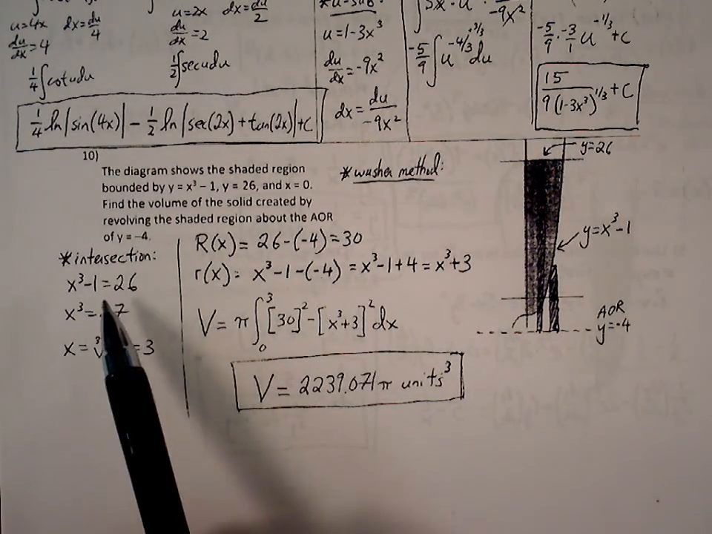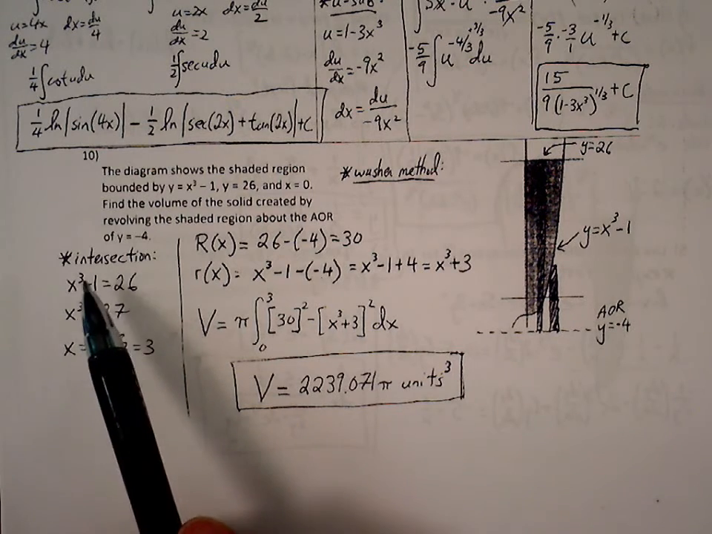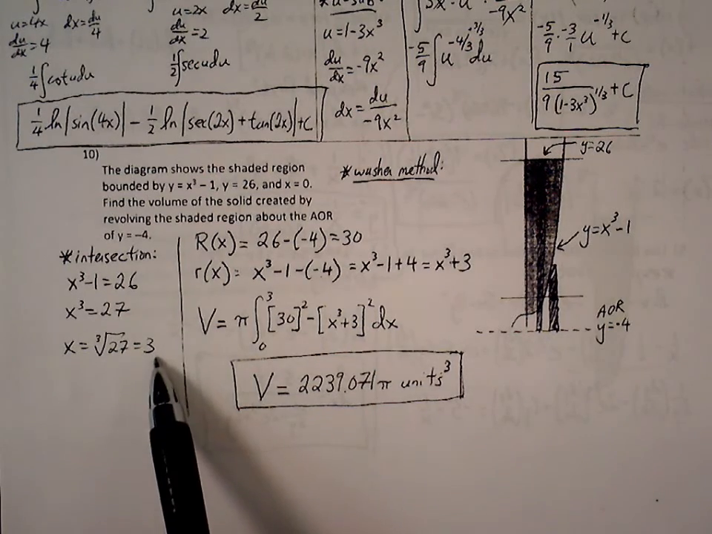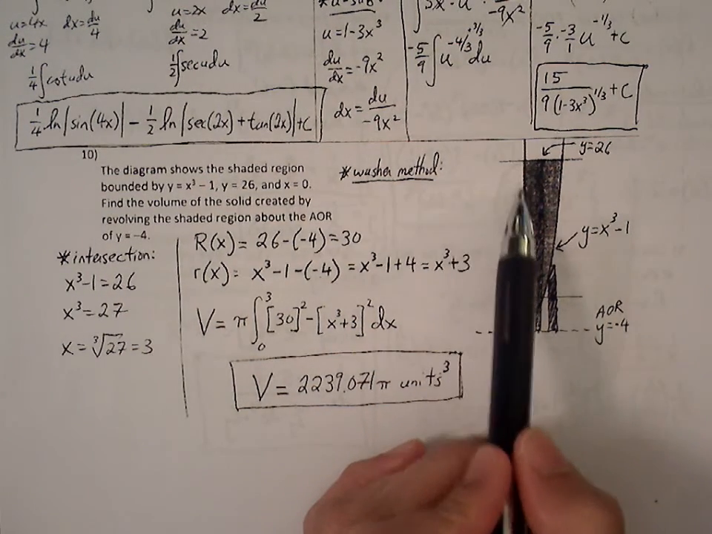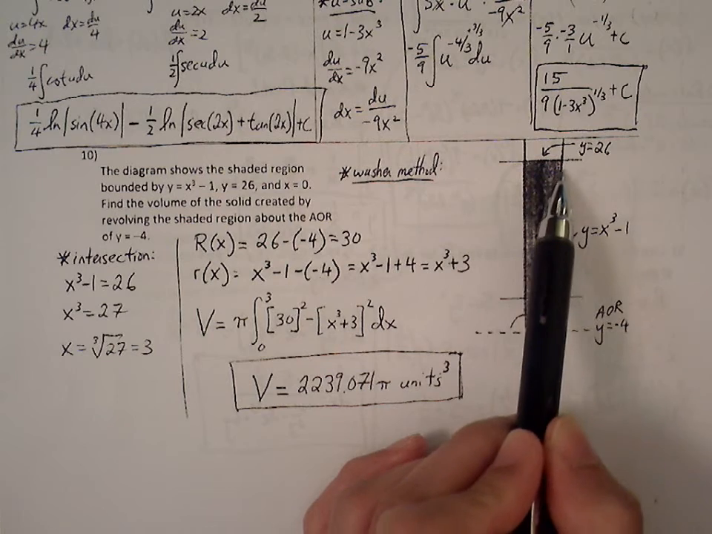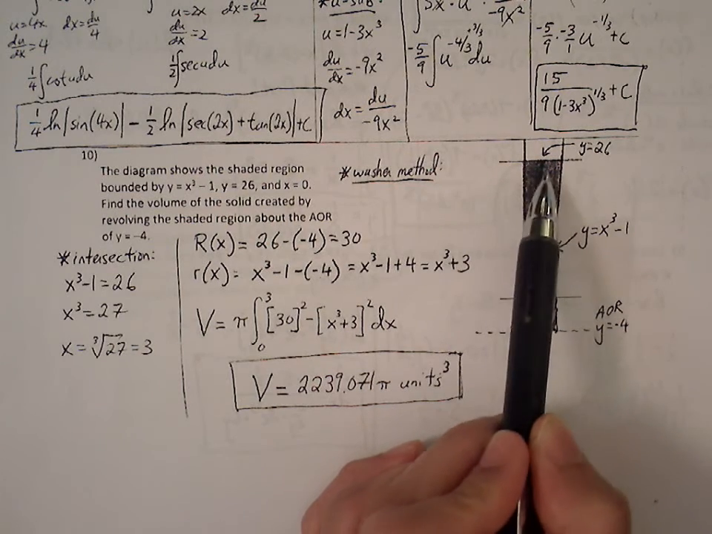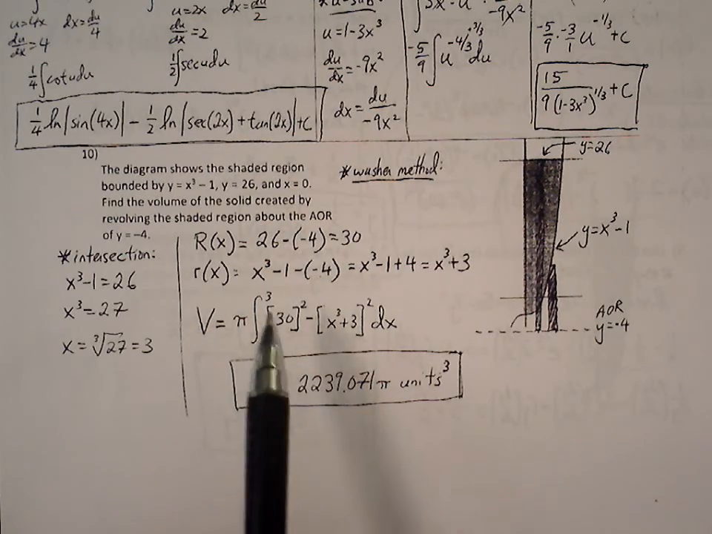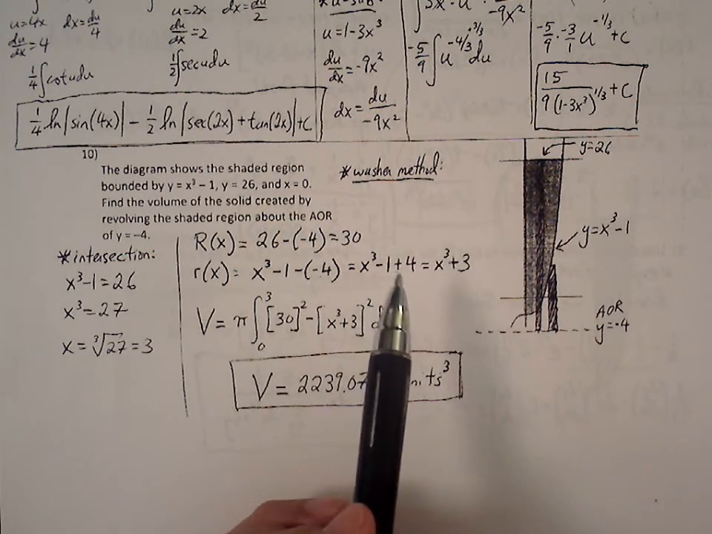We also need to find the intersection. So the intersection, we set x cubed minus 1 equal to 26. Solve for x, take the cube root of both sides, we get 3. So we can tell that the left bound must be 0, the right bound must be 3. So then we can plug that into our washer method formula. But first we need to also find big R and little r.